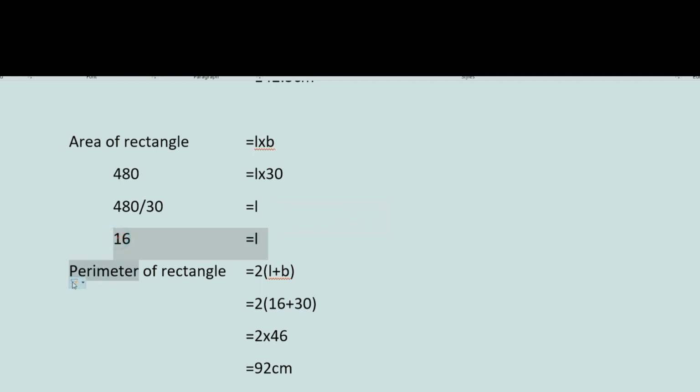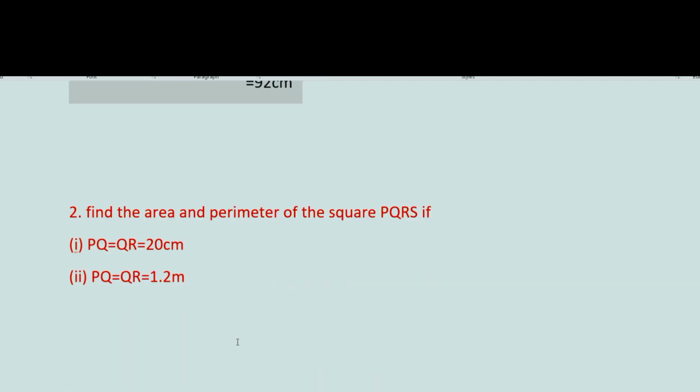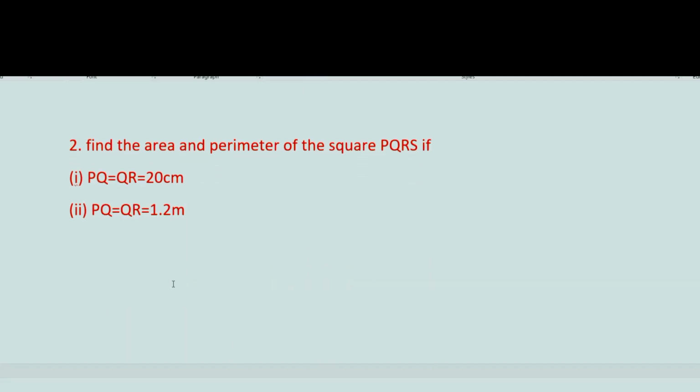Okay, next, when you got length, you can take out the perimeter of the rectangle. Perimeter of rectangle formula is what? 2 into L plus B. L is 16 and breadth is given as 30 in the question. Okay, putting the values, 16 plus 30 is 46 and 2 into 46, when you do, you'll get 92 cm is the answer. Moving to the next sum.